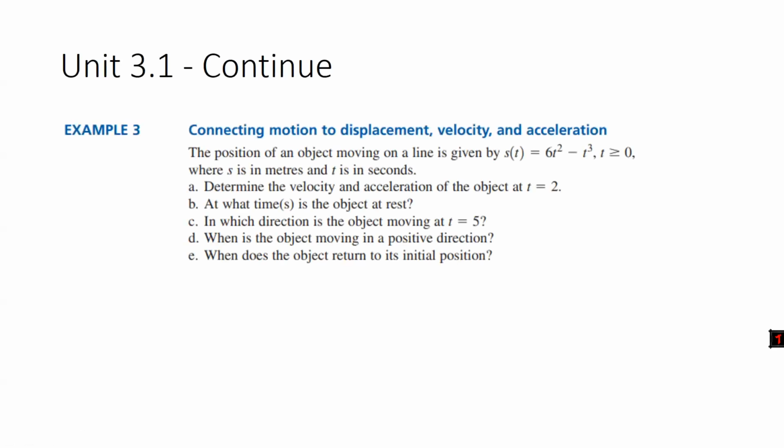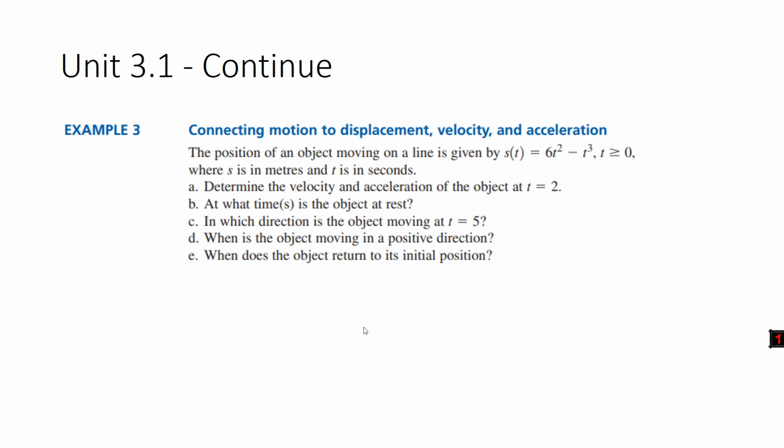So let's start off with where we ended in the last class. A few more examples to solve. So first, can you read this for me, Alan? Example 3, connecting motion to displacement, velocity, and acceleration. The position of an object moving on a line is given by s of t, where s is in meters and t is in seconds. Determine the velocity and acceleration of the object at t equals 2.